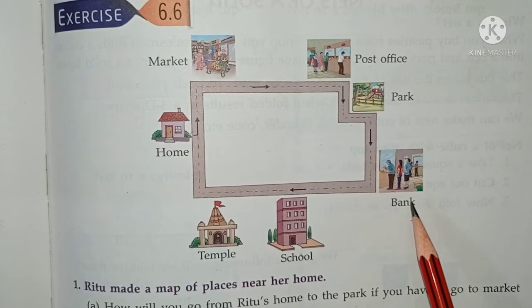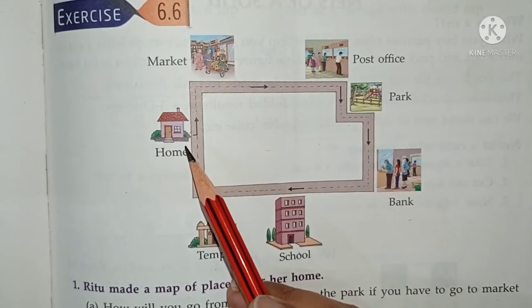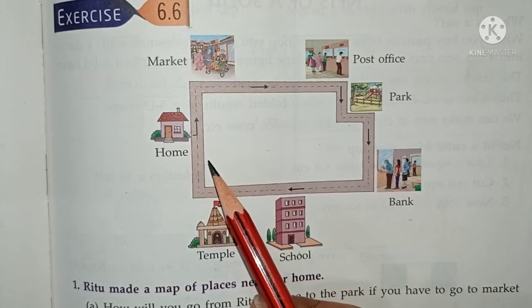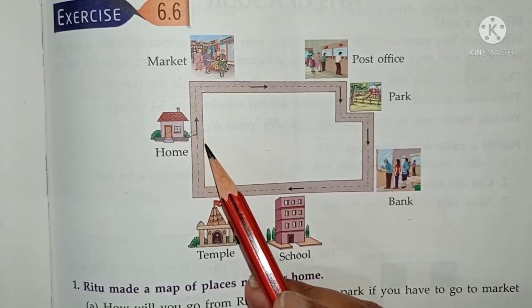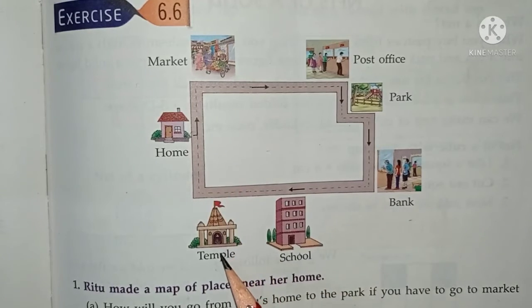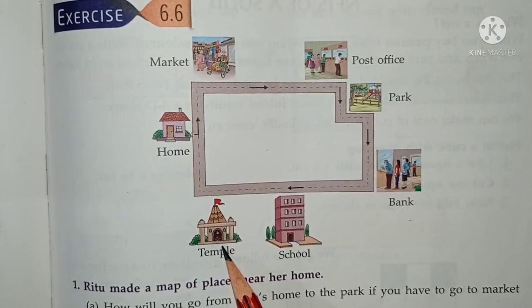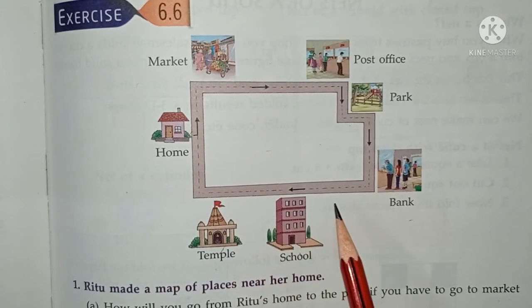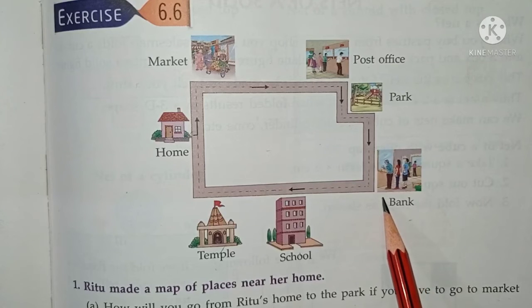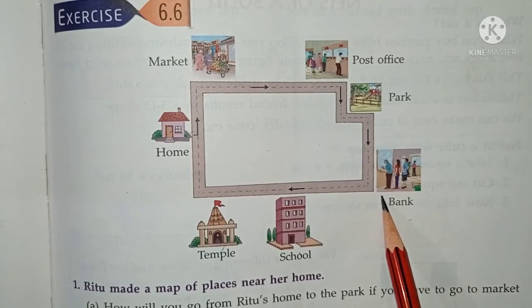Number 1, step out of the house and turn to your right. Then keep walking straight till you see the temple. Now turn left and keep walking straight till you reach the bank. So here I am ending this interactive session.